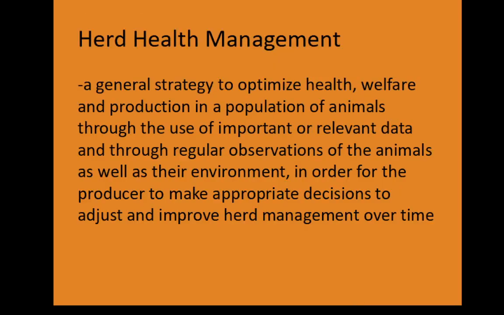Okay, so what is herd health management? To give you an idea, it is a general strategy to optimize health, welfare, and production in a population of animals through the use of important or relevant data and also through regular observations of the animals as well as their environment, in order for the producer to make appropriate decisions to adjust and improve herd management over time.